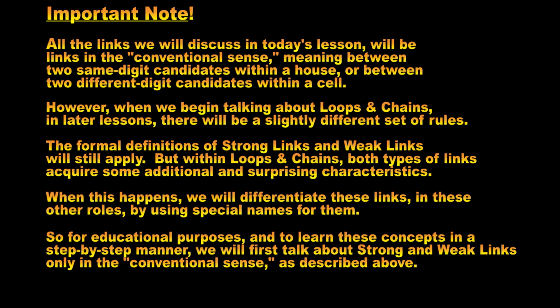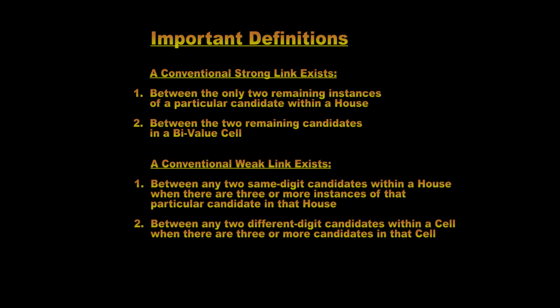All right, now let's read some important definitions that will be pertinent to today's lesson. A conventional strong link exists, one, between the only two remaining instances of a particular candidate within a house, and two, between the two remaining candidates in a by-value cell.